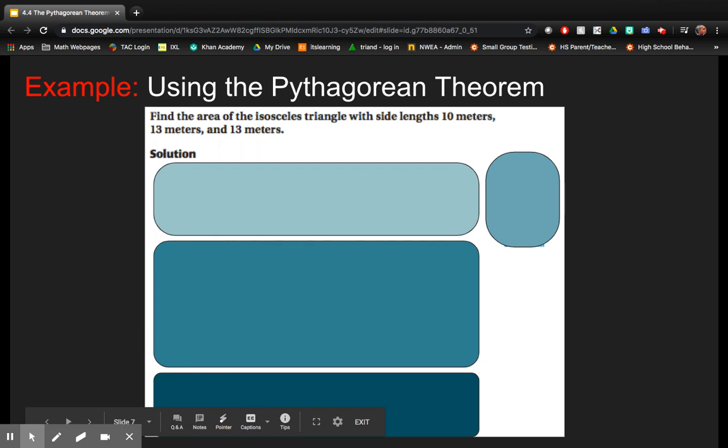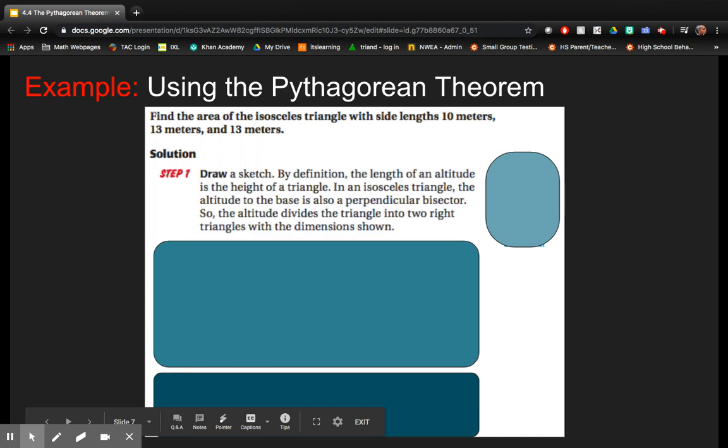This next example doesn't explicitly tell you to use the Pythagorean theorem. A lot of problems in geometry and in later courses, you're going to be expected to recognize when you're supposed to use the Pythagorean theorem, which is anytime you're looking for an unknown side of a right triangle. This question says, find the area of the isosceles triangle with the side lengths 10 meters, 13 meters, and 13 meters.